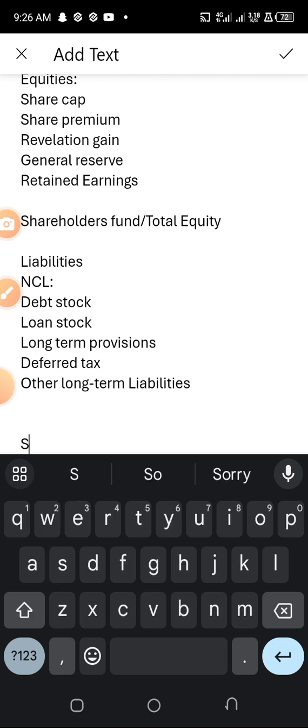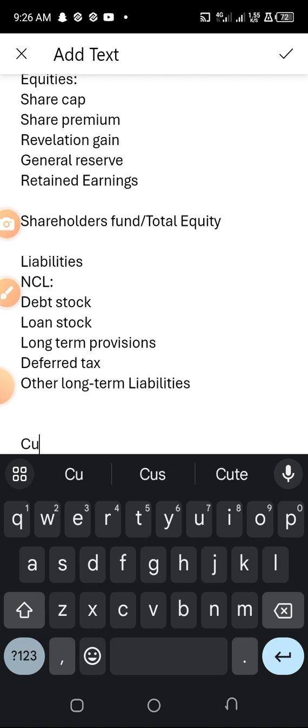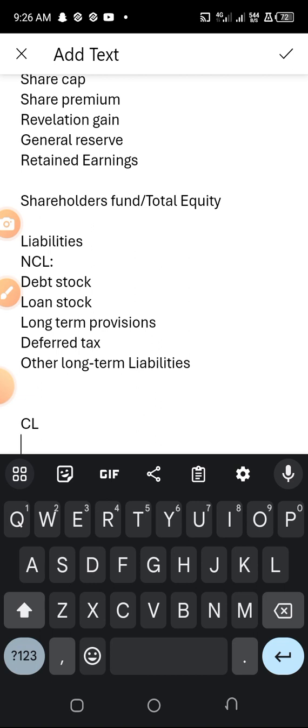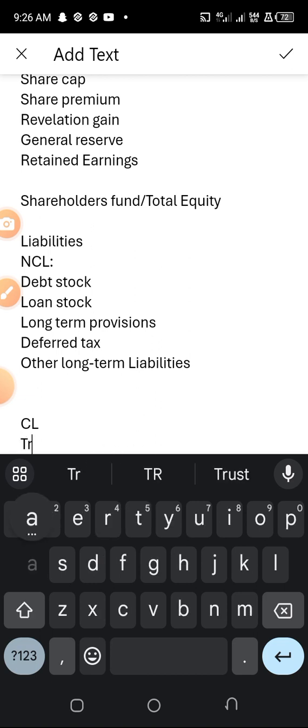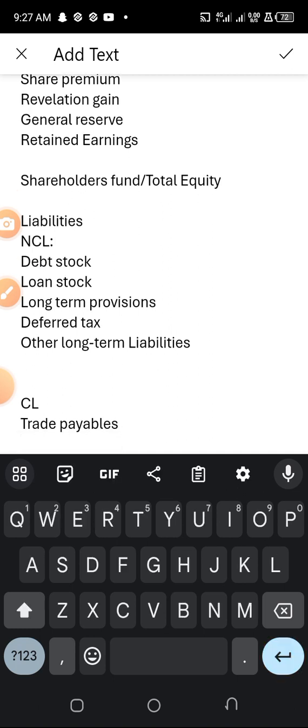Then you now have the short-term. So we also have what we call the current liabilities. Let's just put it as CL, current liabilities. The components of current liabilities include trade payables, which are usually known as creditors. Then you have another one, the accrued expenses.